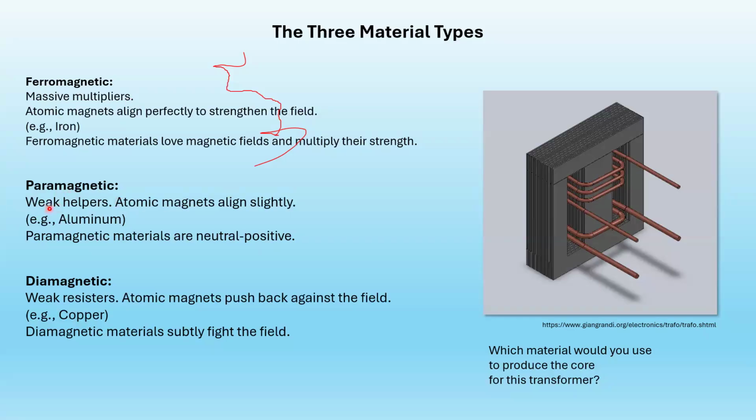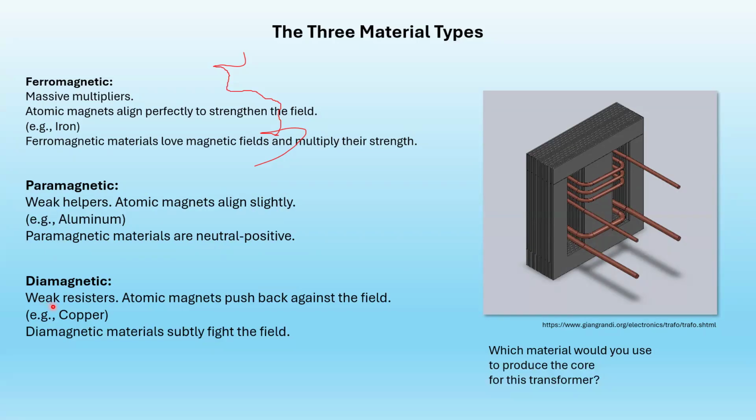Paramagnetic, weak helpers. Atomic magnets align slightly, but paramagnetic are neutral or positive. They are pretty much neutral. They don't care about the magnetic field passing through them.